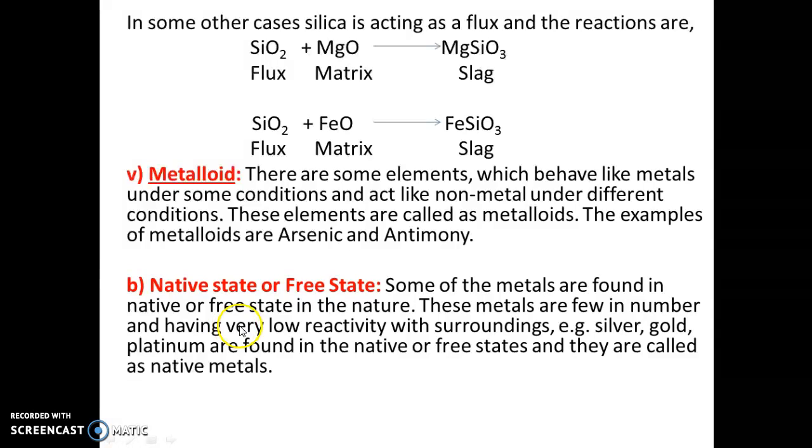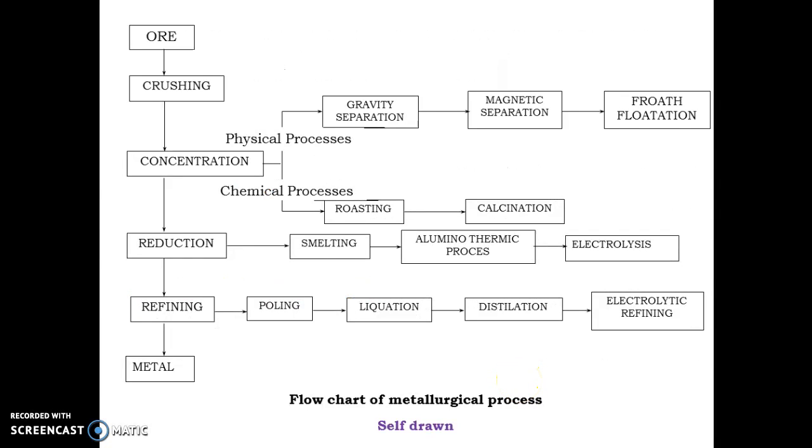The next state is the native state or free state. Metals like silver, gold and platinum are found in the earth's crust in the native state. They are called native metals. So this is a very important chart regarding the extraction process of the metal.